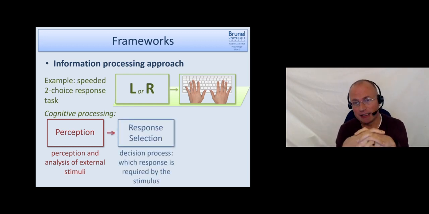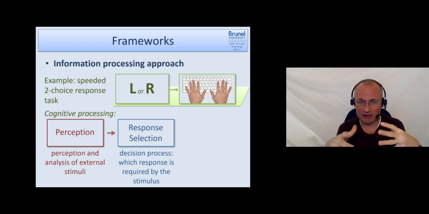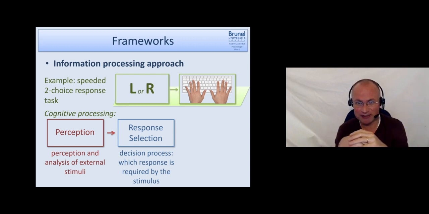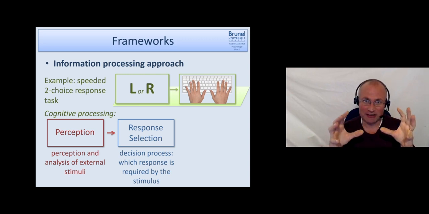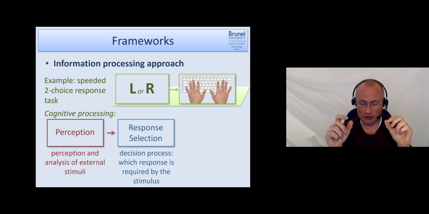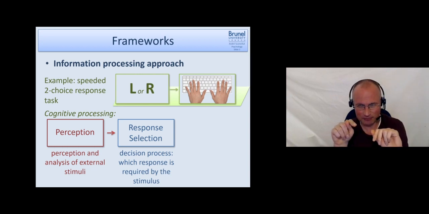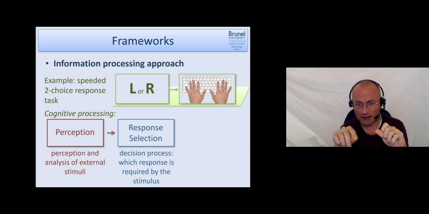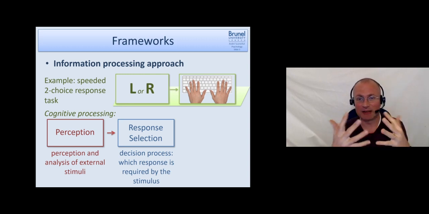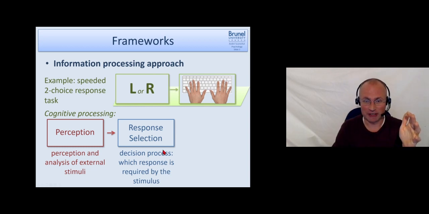The next stage is response selection. This is like a central decisional process, and it determines which response is required by the stimulus. So just the decision: when I see an L, okay, look it up, I have to press the left button. And if I see an R, I have to press the button on the right. We could also mix the mapping and say if you see an L, press the right button, and if you see an R, press the left button. This so-called stimulus-response mapping is what response selection works on.